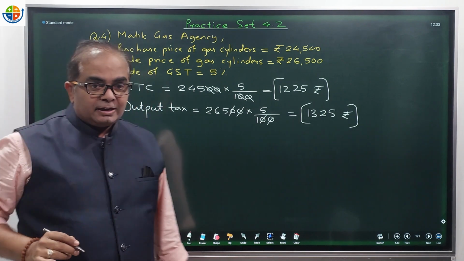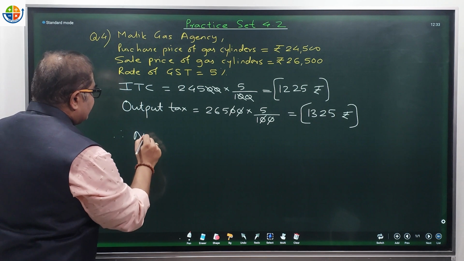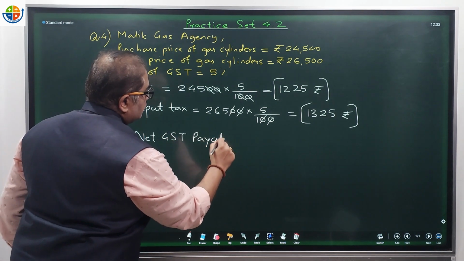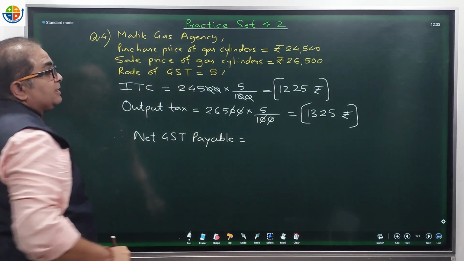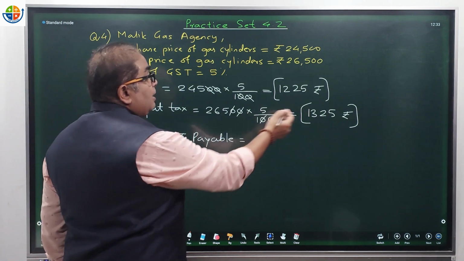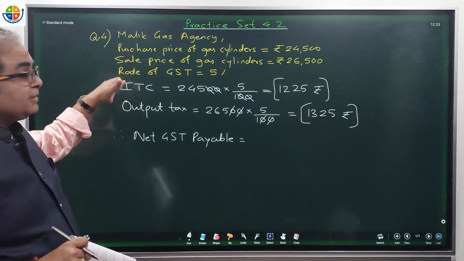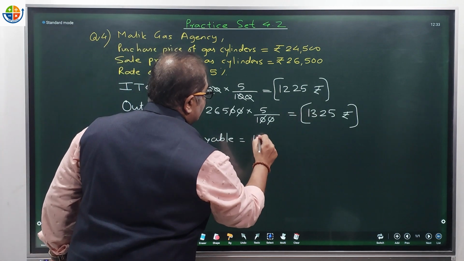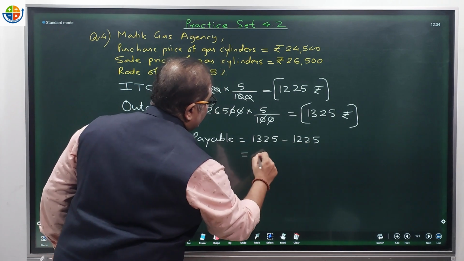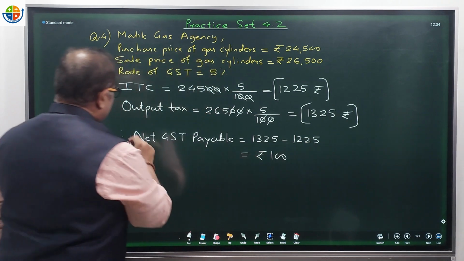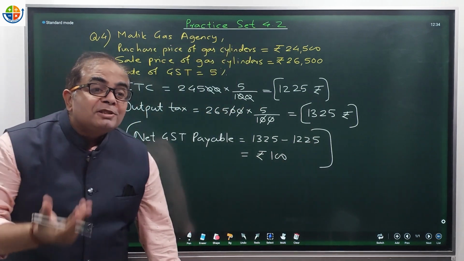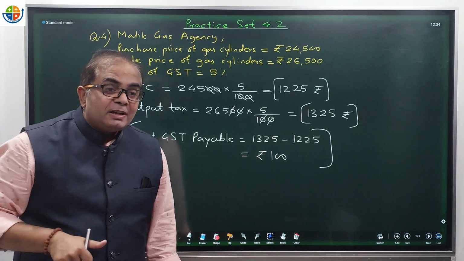Output tax. Correct. So what is net GST payable? कौन पे करेगा? मलिक गैस एजेंसी पे करेगा. किसे? गवर्नमेंट को. करेक्ट. कितना जीएसटी पे करेगा? आउटपुट टैक्स माइनस आईटीसी. सो दैट इज 1325 minus 1225, that is rupees 100. Correct. This is the net GST payable.